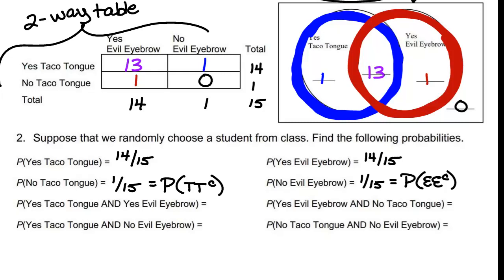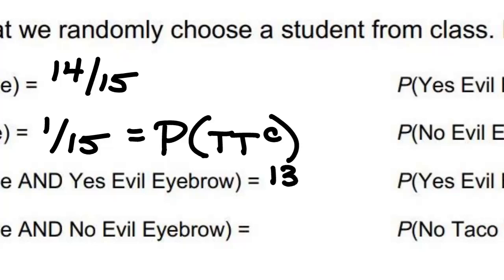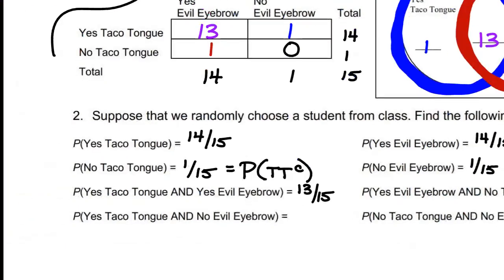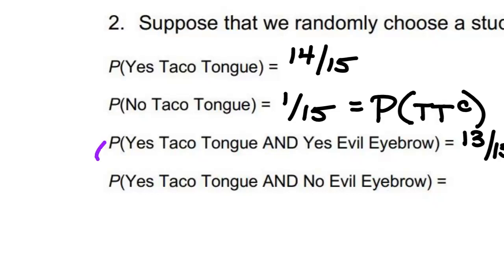Yes to Taco Tongue and yes to evil eyebrow. 13 out of 15. Another way to write this one, I can do probability of Taco Tongue. What symbol meant and again? And is my intersection. The and is the overlap. They can do both, so they go in both circles. So that's why it's my intersection. So Taco Tongue and evil eyebrow.